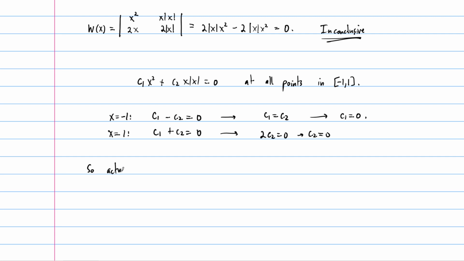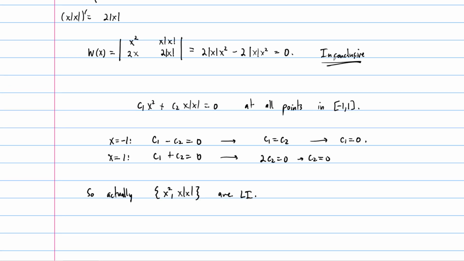So actually here, what we learn from just using the definition is that these two functions are linearly independent. All right, now that doesn't mean that it's wrong to try the Wronskian first, because in general, the Wronskian is a good tool to check whether or not your functions are linearly independent. If the Wronskian's inconclusive, though, then you have to go back to the definition. So that's what we should take away from this example.